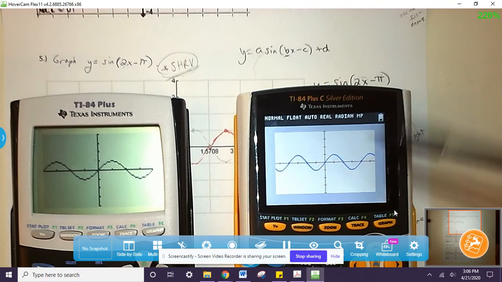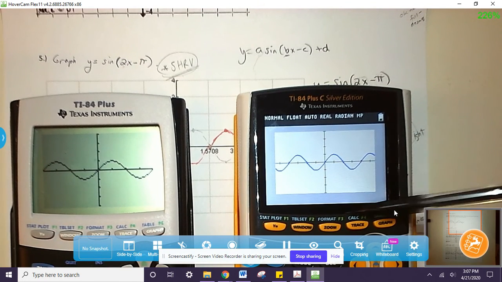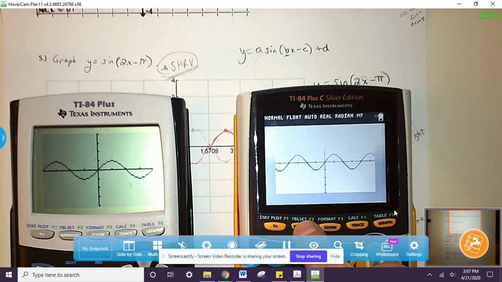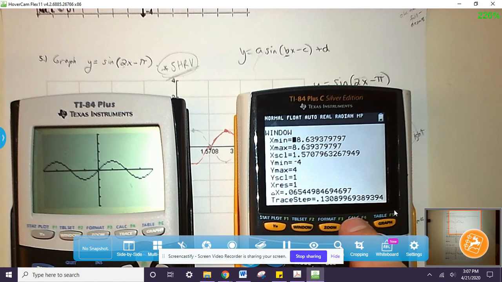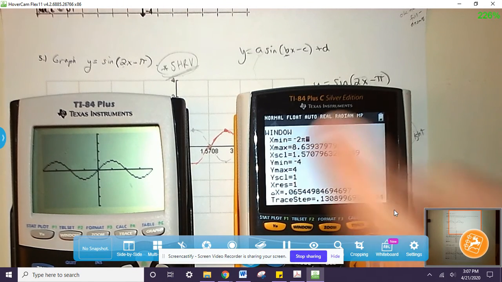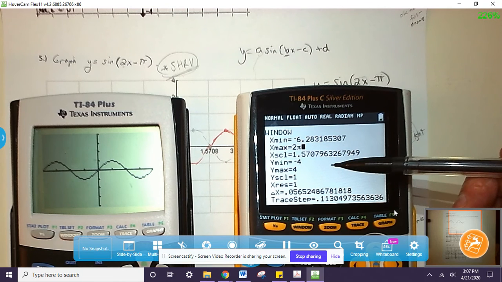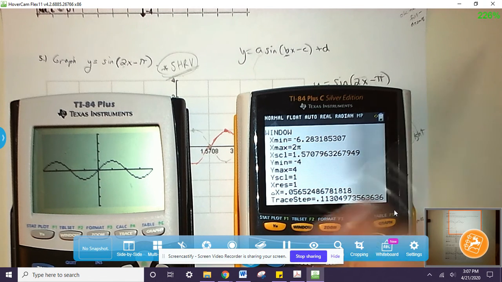If anyone with the newer graphing calculator prefers the old window, you can just go to your window and change it. You can make it negative 2 pi. Once I move my cursor from here, it's going to convert that to a decimal. That's fine. And 2 pi. So there's nothing wrong with the window on the new graphing calculator. It's just different than the one that's on the old one.